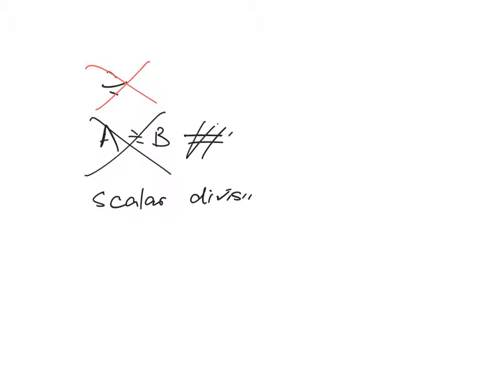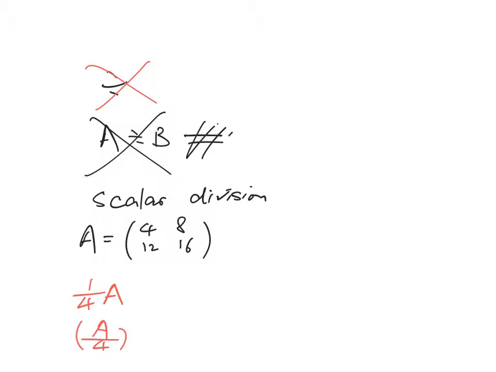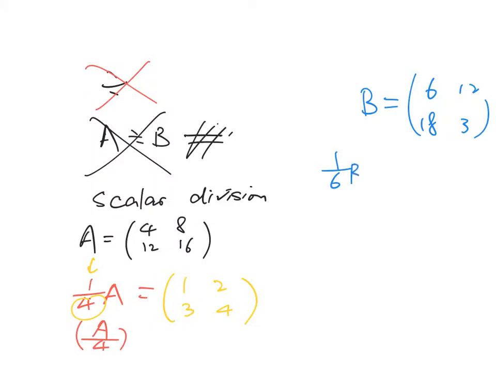So for example, A is 4, 8, 12, and 16. And I want to do 1 over 4 of A, or you may say A over 4. In this case, because we are only doing a division by a scalar, dividing by 4 on the matrix A, it can be treated as multiplication, where every number is divided by 4, which gives you the results 1, 2, 3, 4 afterward. Similarly, we can have B, another matrix, like 6, 12, 18, and 3, let's say. So 1 over 6 B gives you 1, 2, 3, and 1 over 2 in the outcome.